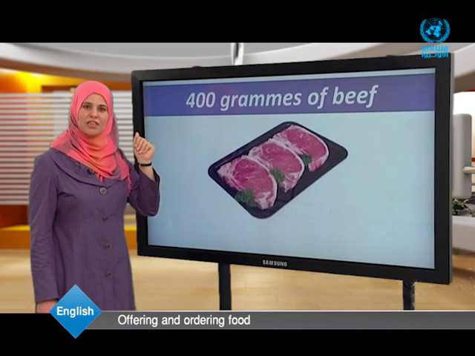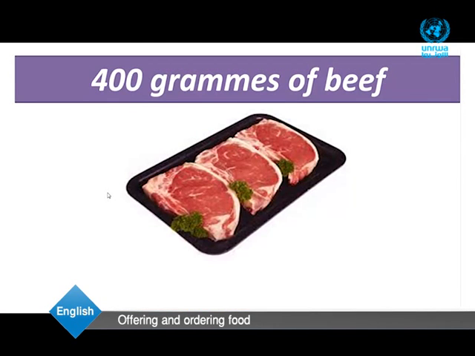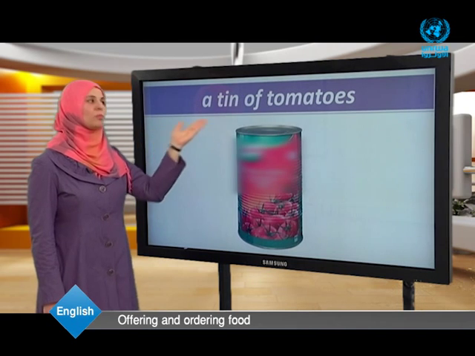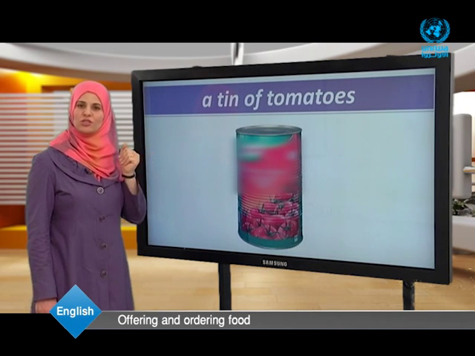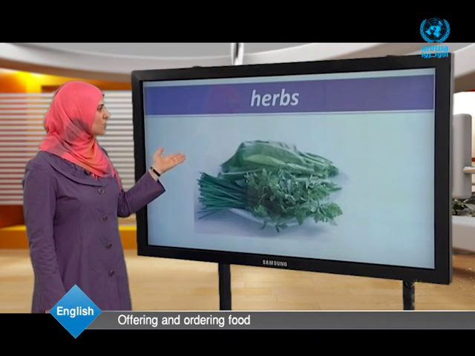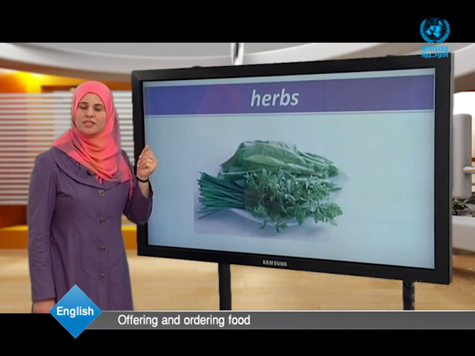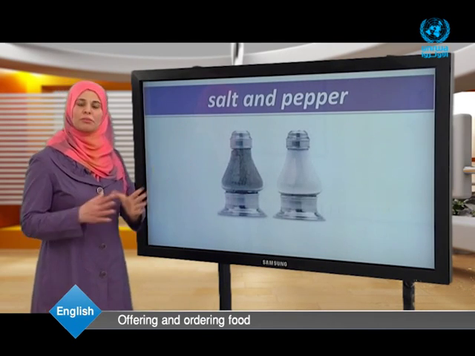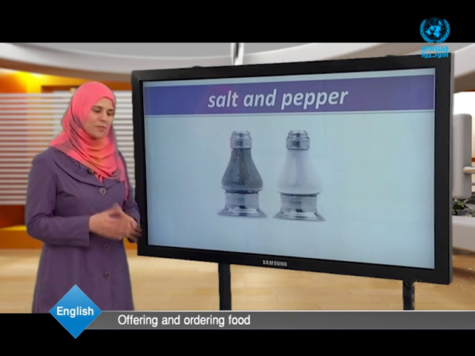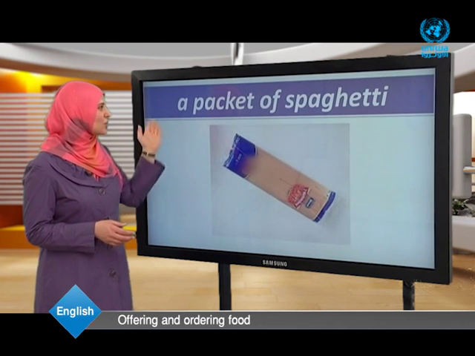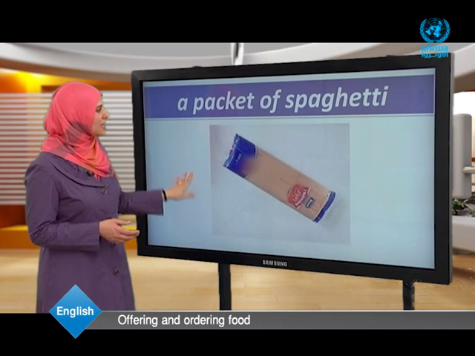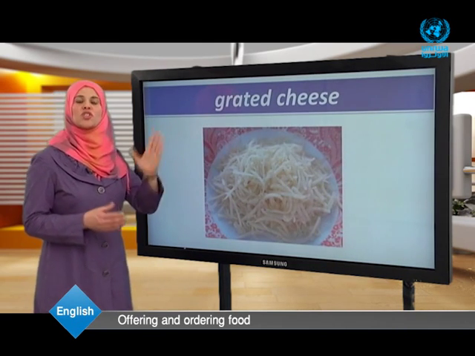And 400 grams of beef. Let's continue. We also need a tin of tomatoes. What else? Look, dear students, we need some herbs. And look, we need salt and pepper. And we need, of course, a bucket of spaghetti. And the last one is grated cheese.